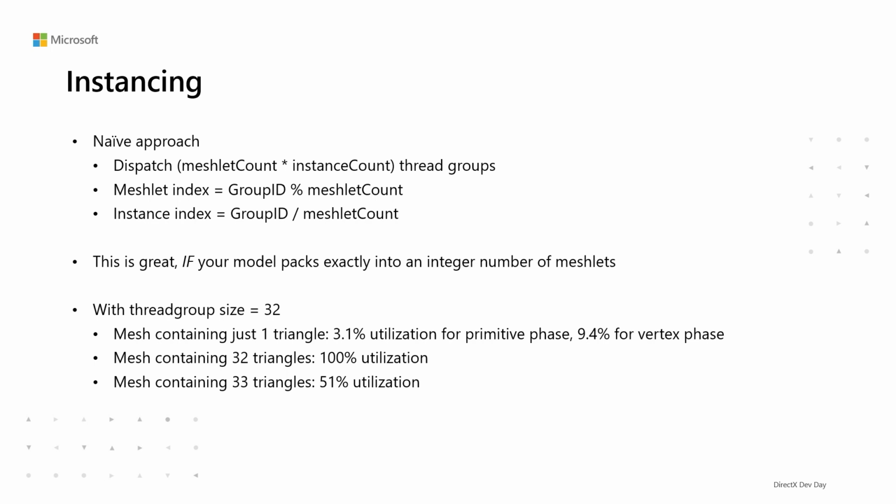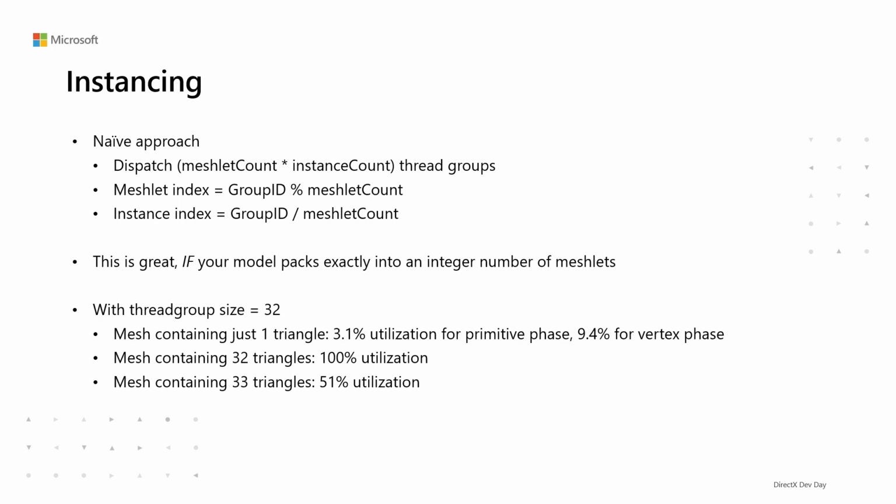If not, let's just think about the math a bit. Let's say you had a mesh that contains just a single triangle. That's a really extreme case, but it does come up if you're drawing foliage or leaves or grass or something. In that case, for every single instance, you're going to be launching a whole thread group of 32 threads, but only using one of them.